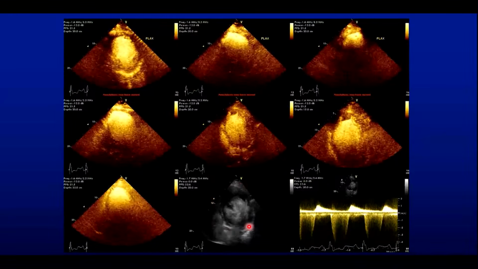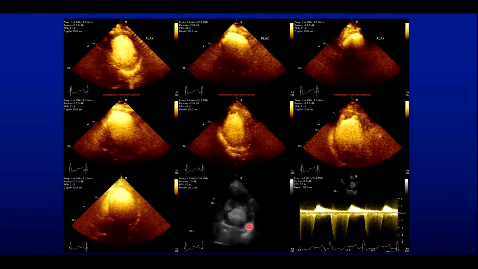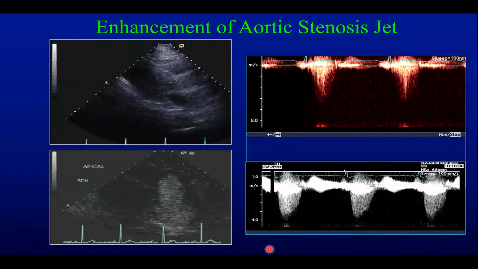Bottom middle. The sonographer is trying to destroy all the bubbles. You got it, high mechanical index. I cannot tell if I can see it here. Same situation there. Okay, and this is an enhancement of an aortic stenosis jet.